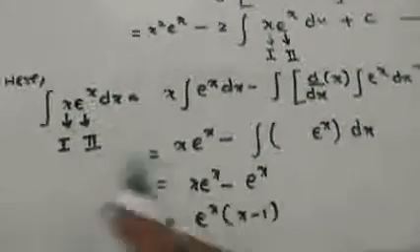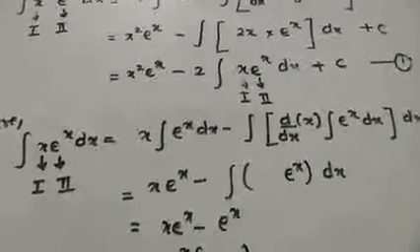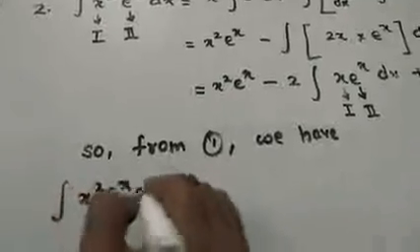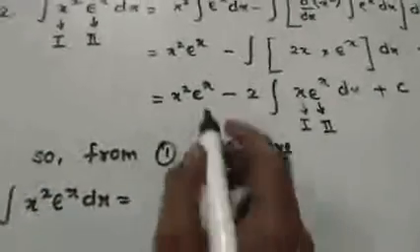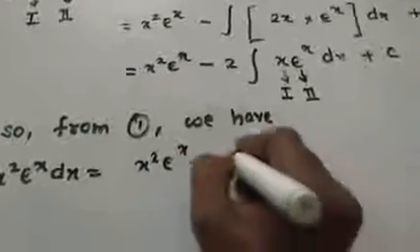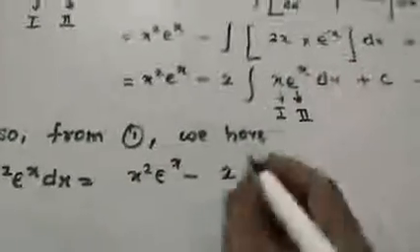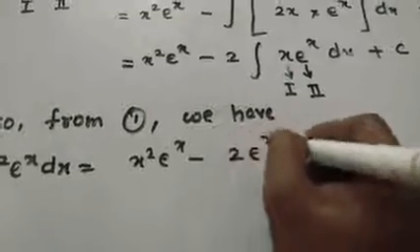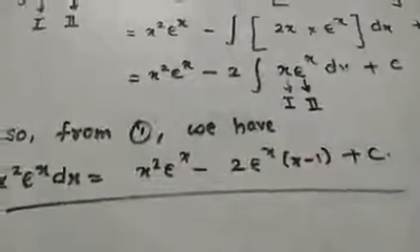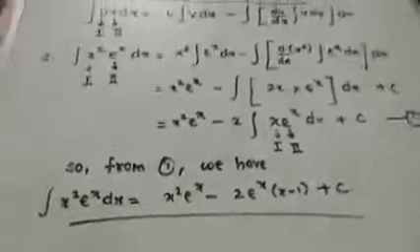So now what we'll do, just put this value in our expression number 1. From 1 we are finding this integration: x square e to the power x dx equals the first term x square e to the power x minus 2. We have found this integrating value as e to the power x into x minus 1, and last term plus c. So this is your answer. Clear?